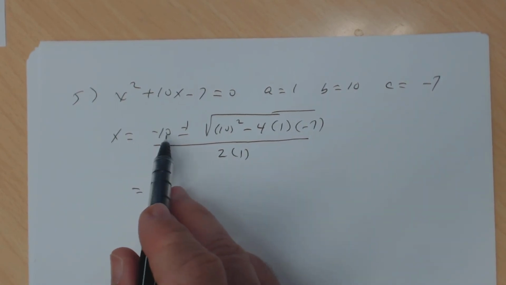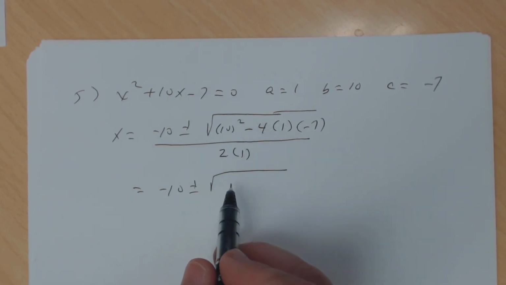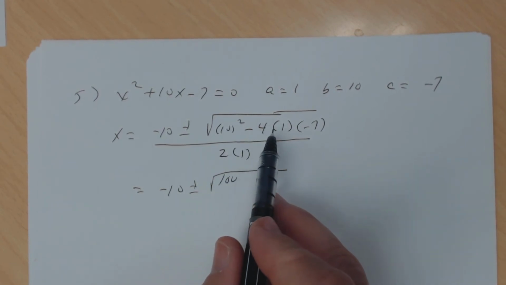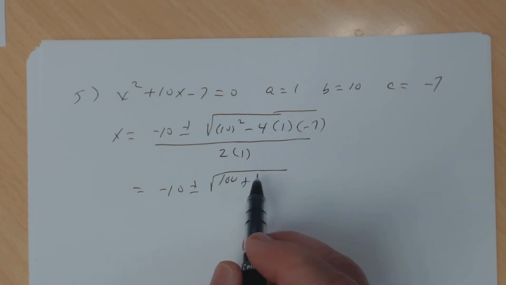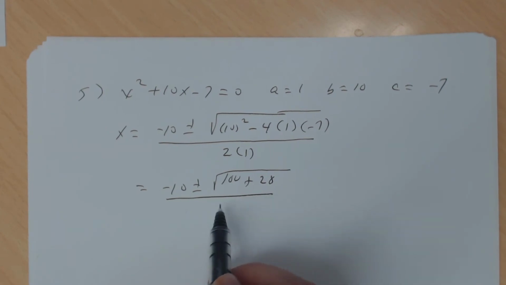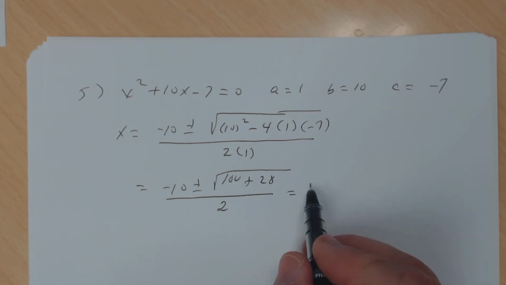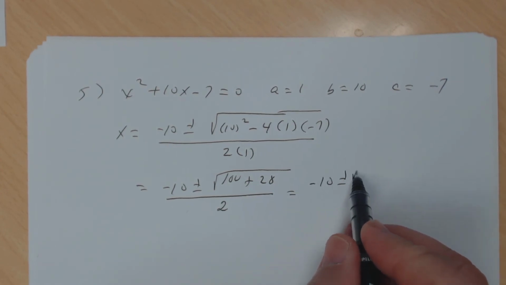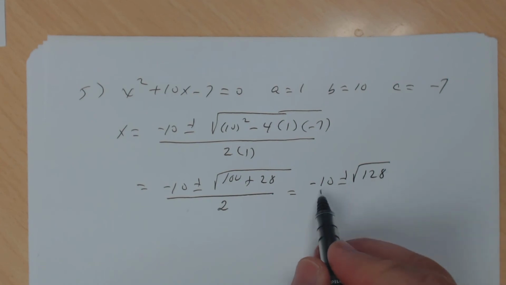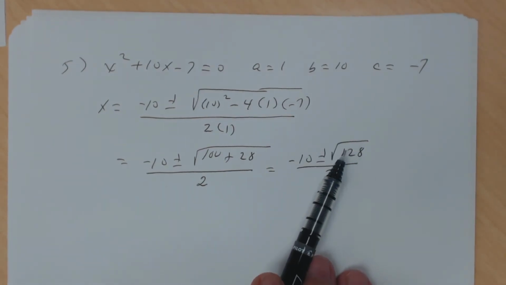So I get negative 10 plus or minus the square root of 10 squared is 100. A negative times a positive times a negative is a positive. 4 times 1 times 7 is 28, all over 2. 2 times 1 is 2. And then 100 plus 28 is 128, so I get negative 10 plus or minus the square root of 128 all over 2. All right, now let's simplify if we can.